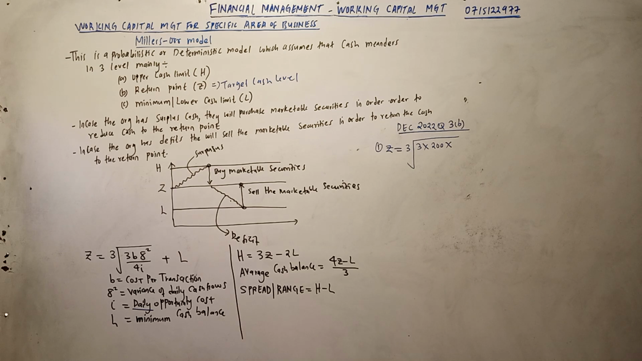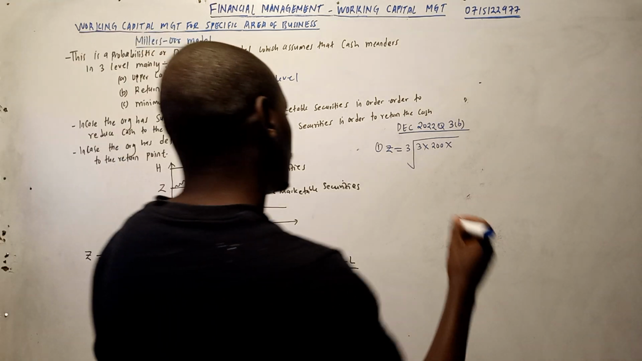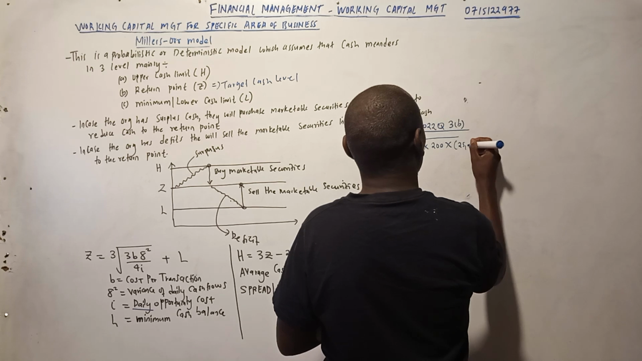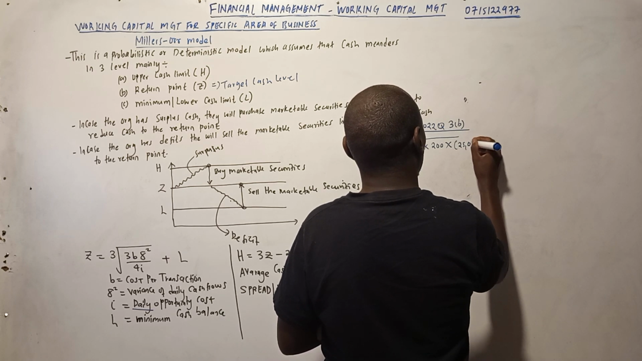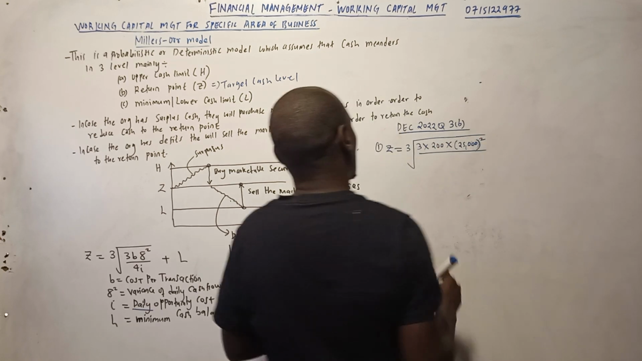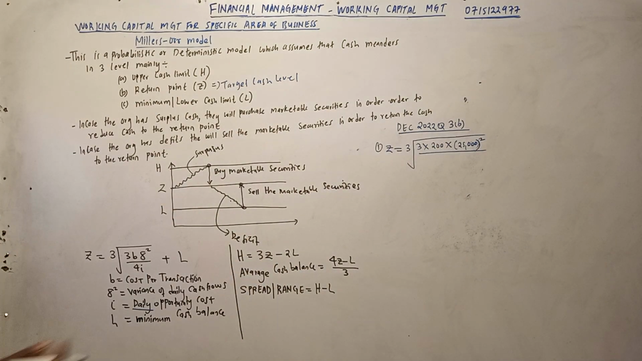Variance. Now variance is the square of standard deviation. Now tumepata standard deviation pale, which is daily. It's supposed to be daily. So ni 25,000. So we need to square it. So this is supposed to be 25,000 squared. Standard deviation squared. The standard deviation is 25,000, but we need the standard deviation squared.